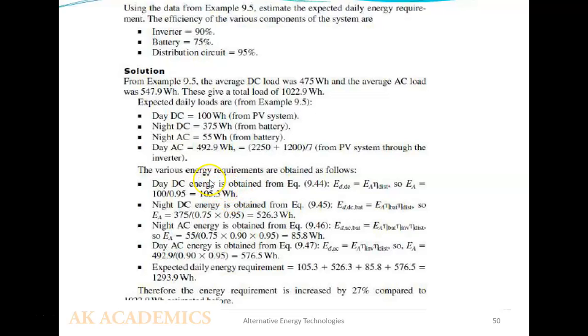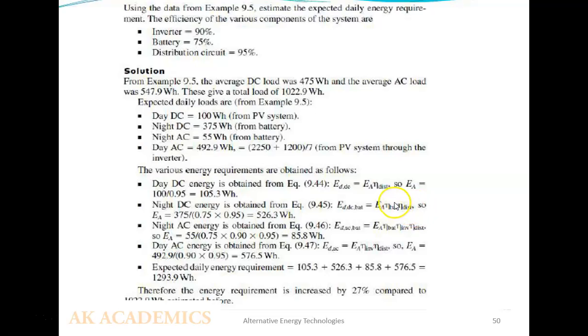For the night DC, there is only one more DC, and that DC energy is taken from the battery. So we have the battery DC energy. The DC energy from the battery to meet that load will be equal to the expected energy requirement to meet that load multiplied by the efficiency of the battery and the efficiency of the distribution circuit. The efficiency of the distribution circuit applies to all the calculations, but the battery efficiency only applies when we are taking DC from the battery, and the inverter efficiency only when we are taking AC.